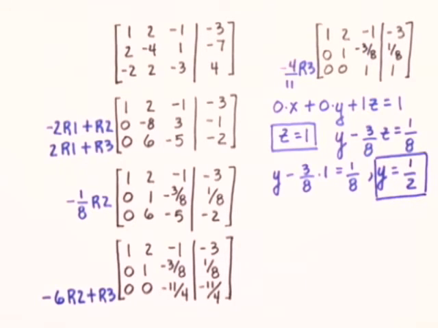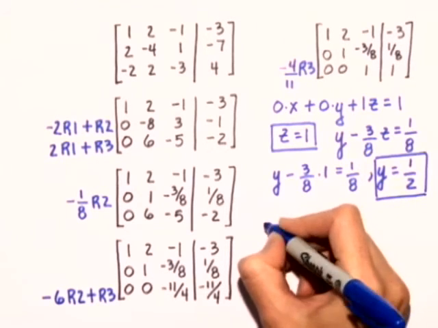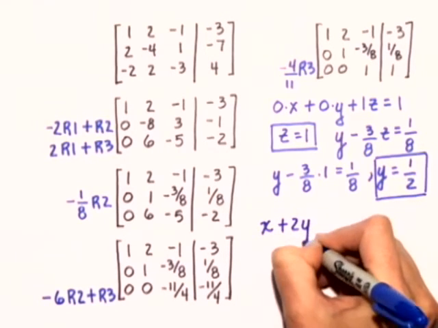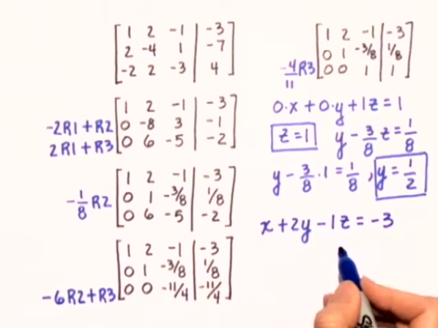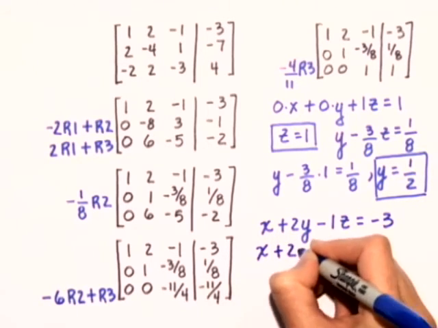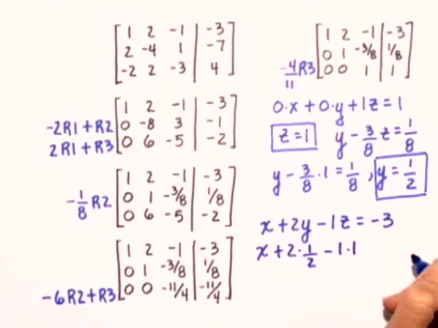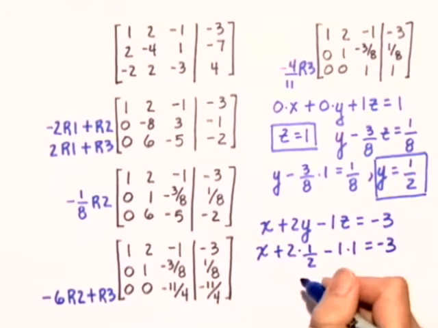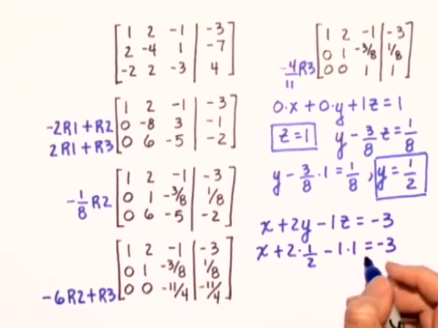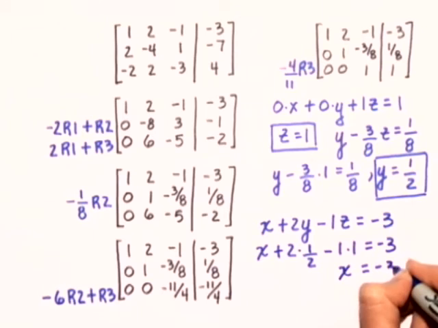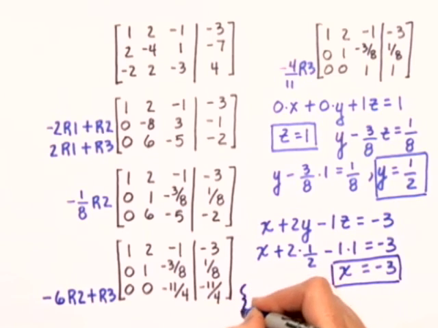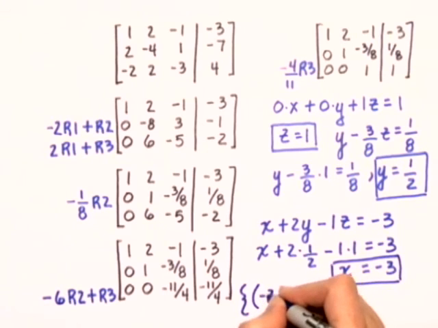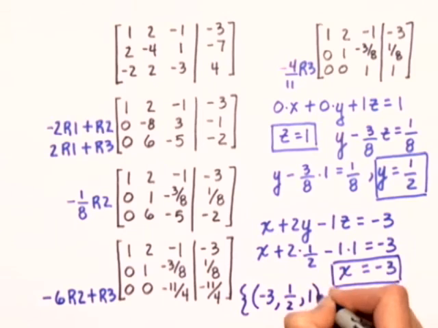So now I've found z and y, and I'll back substitute into my first row to get x. The first row says 1x, or just x, plus 2y minus 1z equals -3. I'll substitute in what I know y and z to be, and I'll have x plus 2 times y, which is 1/2, minus 1 times z, which is 1, equals -3. If I solve this equation for x, I just get the solution that x is equal to -3. So now I can state my solution. The solution set is the ordered triple where x is -3, y is 1/2, and z is equal to 1.